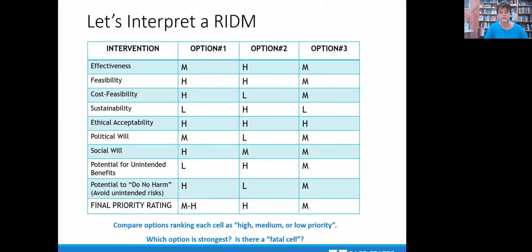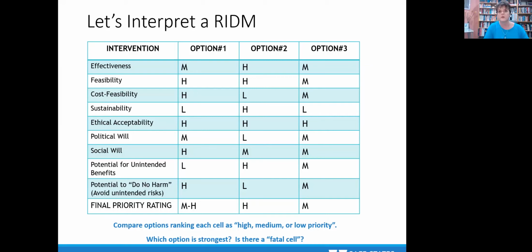Option 2, it's effective, it's feasible. Cost feasibility, not good. So it's probably something pretty expensive. It's very sustainable. There's some high ethical acceptability around it, very low political will, medium social will. There's a high potential for unintended benefit. The potential to do no harm is, I'm not sure whether they mean that it's high risk or whether they got that wrong. We would probably check that because it doesn't seem to make sense, because why would we rate it as ethically acceptable if we had super high risk? We might want to check that one too, but that was rated as high.